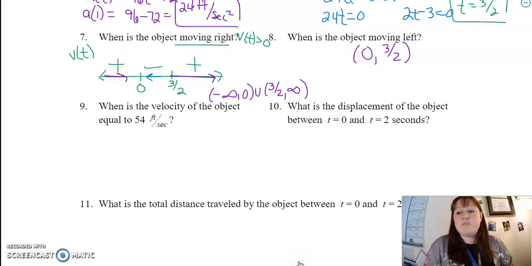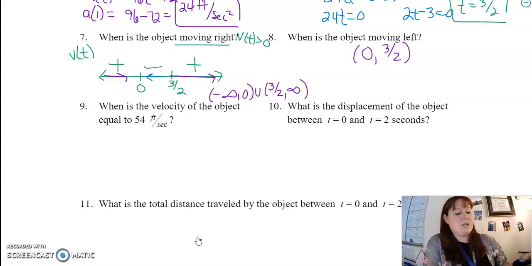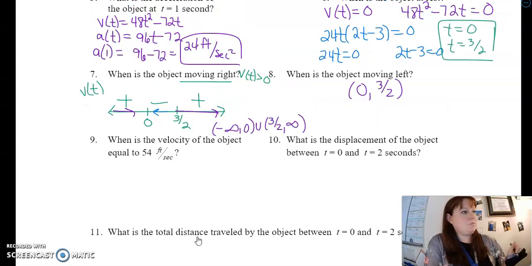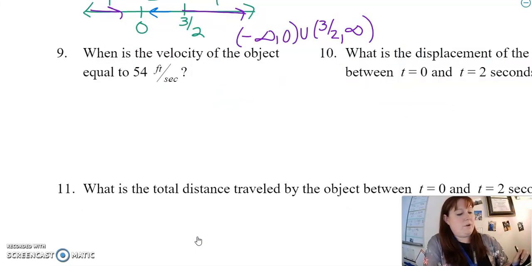So we're keeping going with velocity, with position, velocity, and acceleration. So we're looking at when is the velocity of the object equal to 54 feet per second. So again, we just take our velocity function. I have it right here. So our velocity is 48t squared minus 72t. And when is that equal to 54?